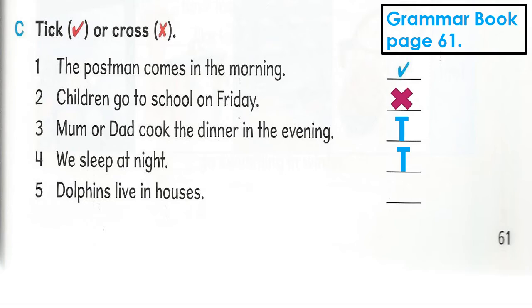Number 5. Dolphins live in houses. Okay, dolphins. Singular noun or plural noun? Plural noun. So I will put the verb without any addition in the base form. So dolphins live. Right. Is the sentence correct? Dolphins live in houses. Is it correct? No. So it's going to be wrong, so I will put the cross sign.